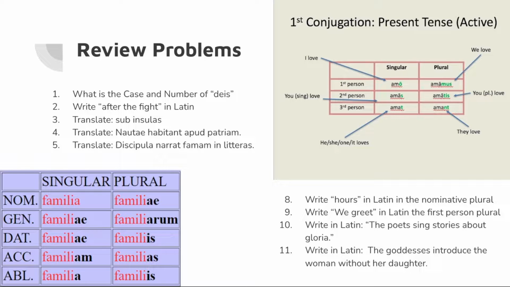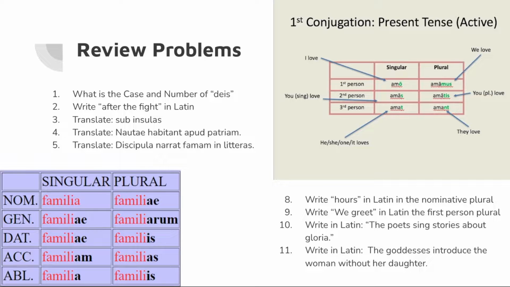Number 4, translate nautae habitant apud patriam. Nautae means sailors, because it's nominative plural. Habitant is third person plural, and it means they live. But since we already have a subject, it's just the sailors live. Apud means near, and patriam means country, accusative singular. So the sailors live near the country.